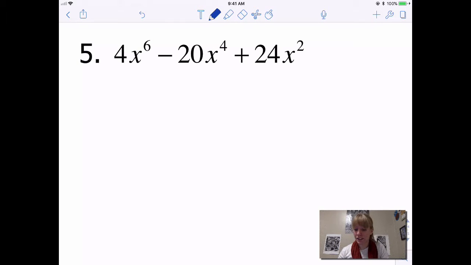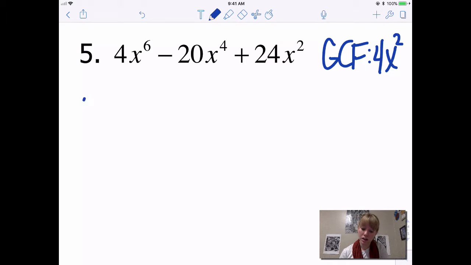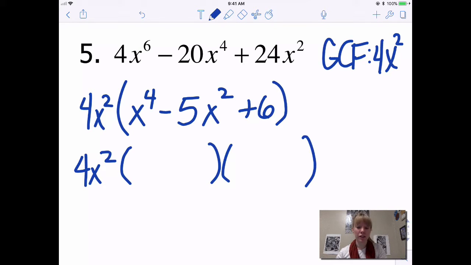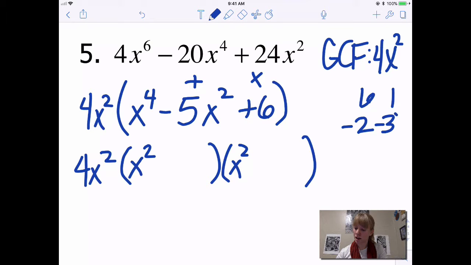Well, this one also has a lot going on, so I'm going to check for GCF. In this case, GCF is a 4x squared. Put a 4x squared on the outside, and I get x to the fourth minus 5x squared plus 6. And I can factor this as well, so this is an add-multiply problem. I need an x squared and an x squared, and 2 numbers that multiply to positive 6 but add to negative 5. I think that one is going to be negative 2 and negative 3.